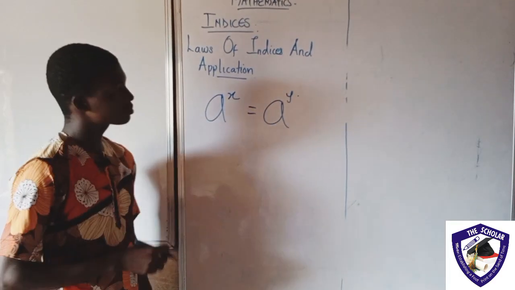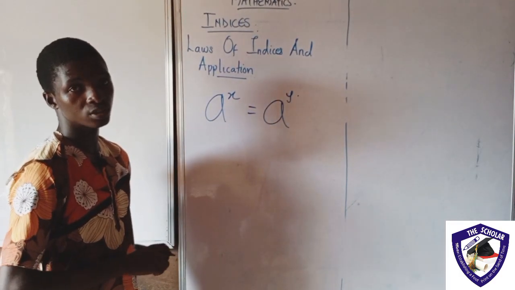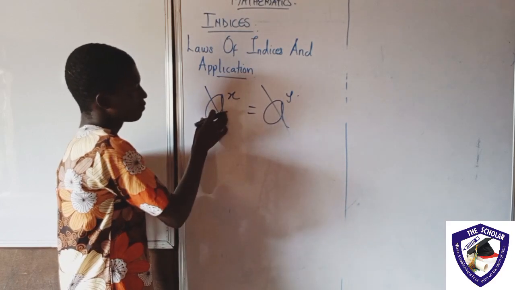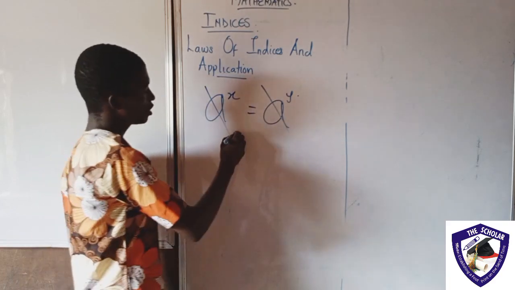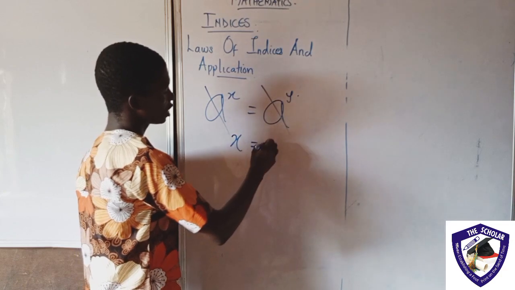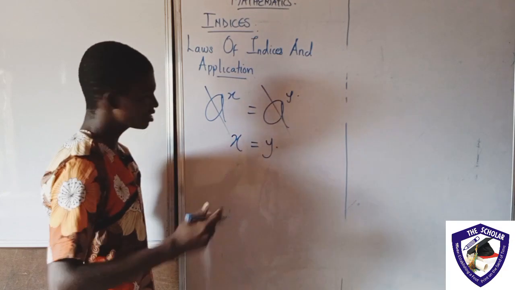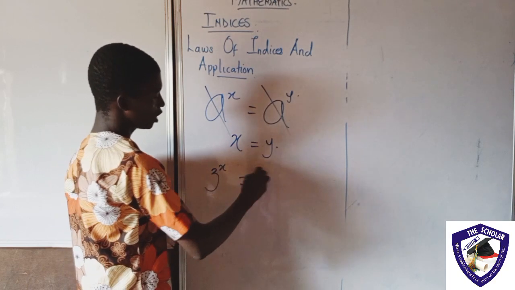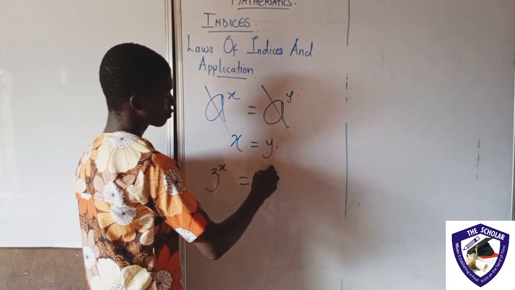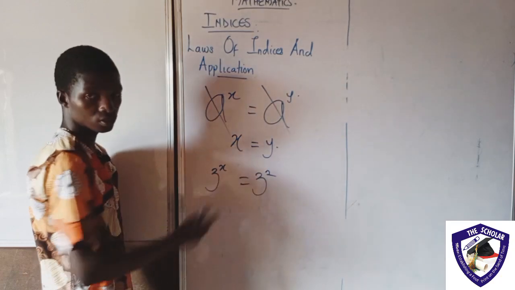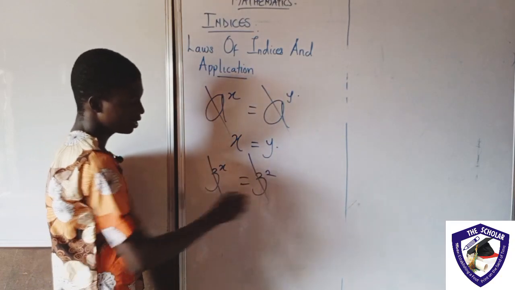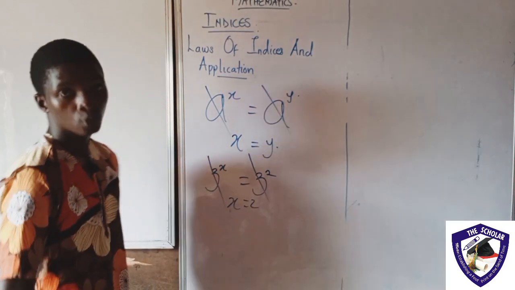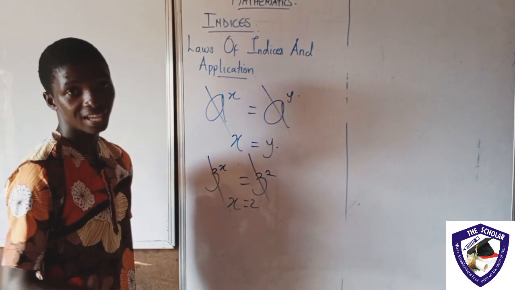When we have something like this, the law of indices makes us understand that we eliminate the a, having a similar number here. So therefore we are going to have our answer to be x equals y. Let's say, for example, when we have 3 raised to power x equivalent to 3 raised to power 2. This is telling us that 3 eliminates 3. So here we have our x to be equal to 2. We make use of this every day in indices.